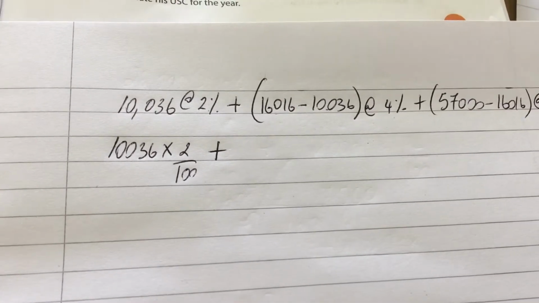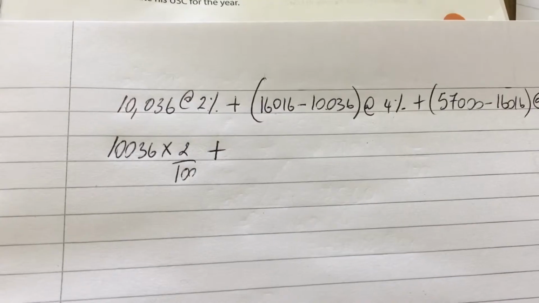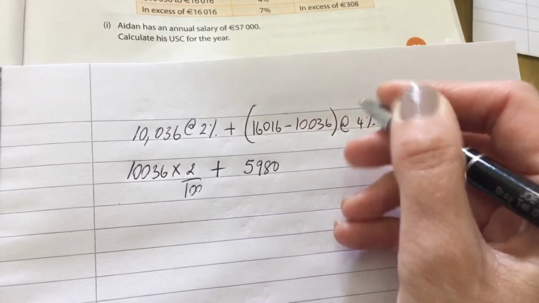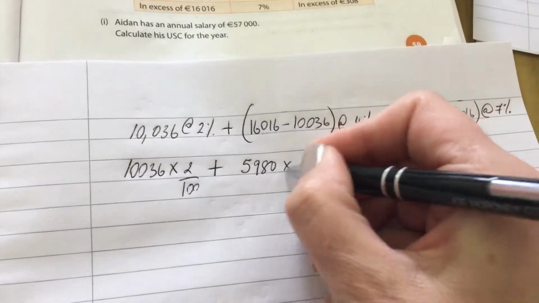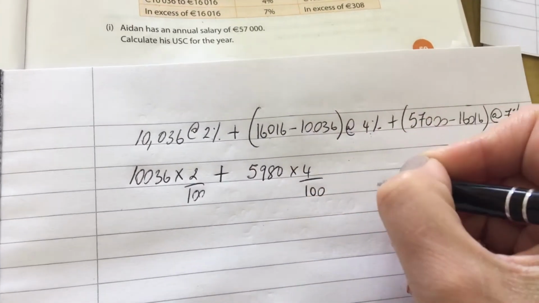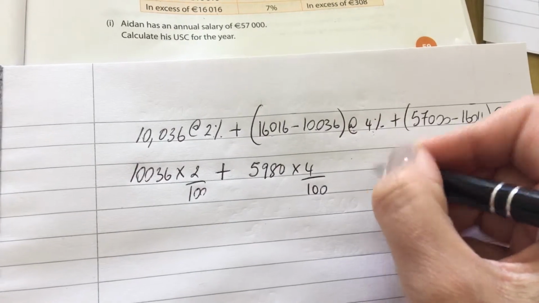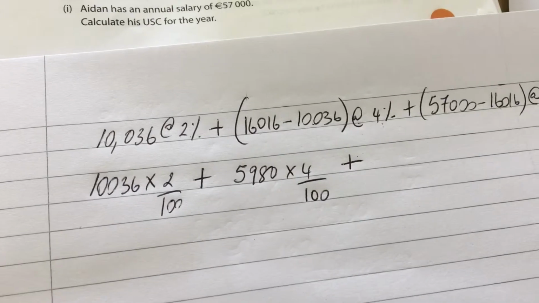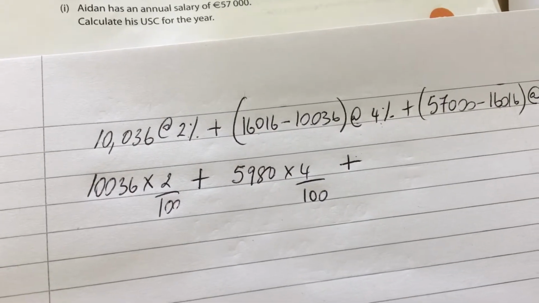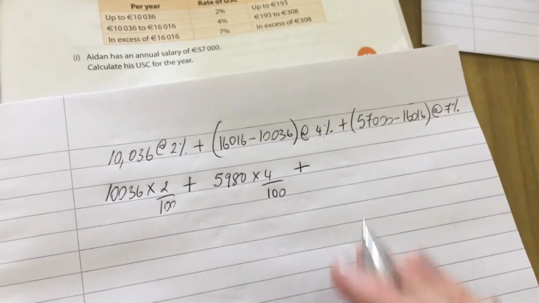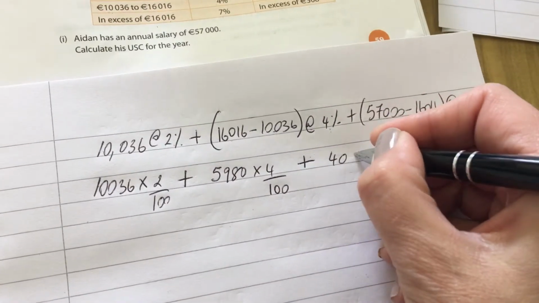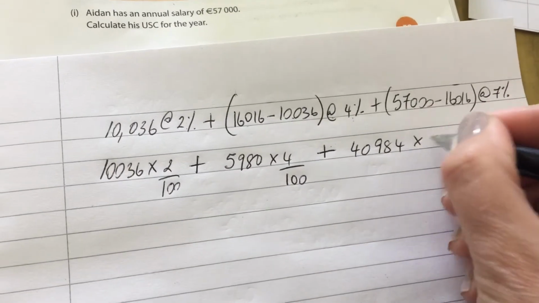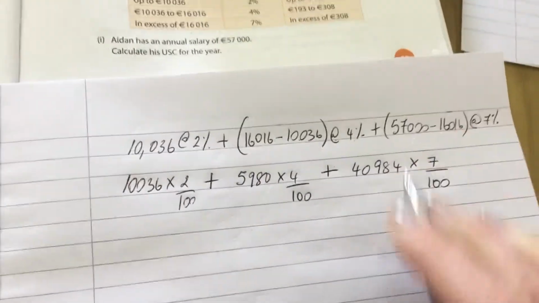16,016 euros, subtract 10,036. Works out to be 5,980. That's at 4%, so get 4% of that, 4 out of 100. And then add on, let's work out what this works out to be. 57,000, subtract 16,016, gives me 40,984, and I have to get 7% of that, so 7 out of 100.